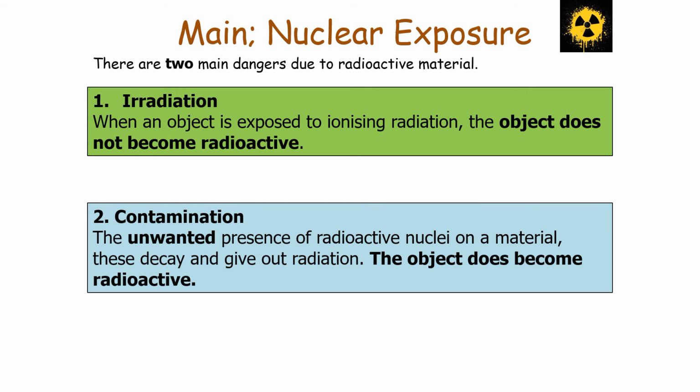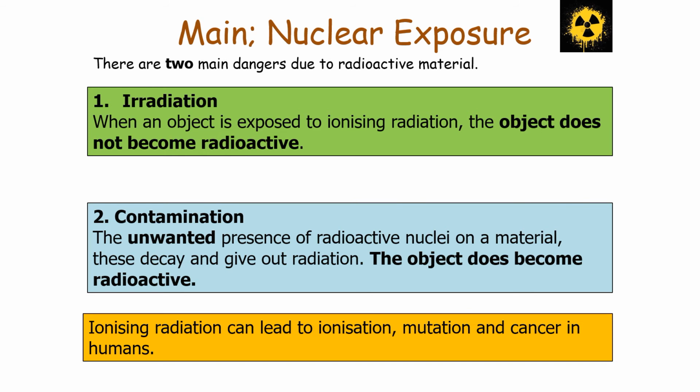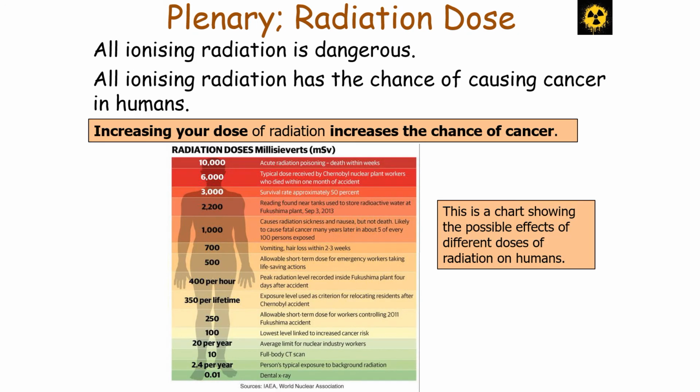The object does become radioactive, it is in fact contaminated. Now, ionizing radiation can lead to ionization, which can lead to mutation, which can lead to cancer in humans. So all ionizing radiation is dangerous, and all ionizing radiation has the chance of causing cancer.